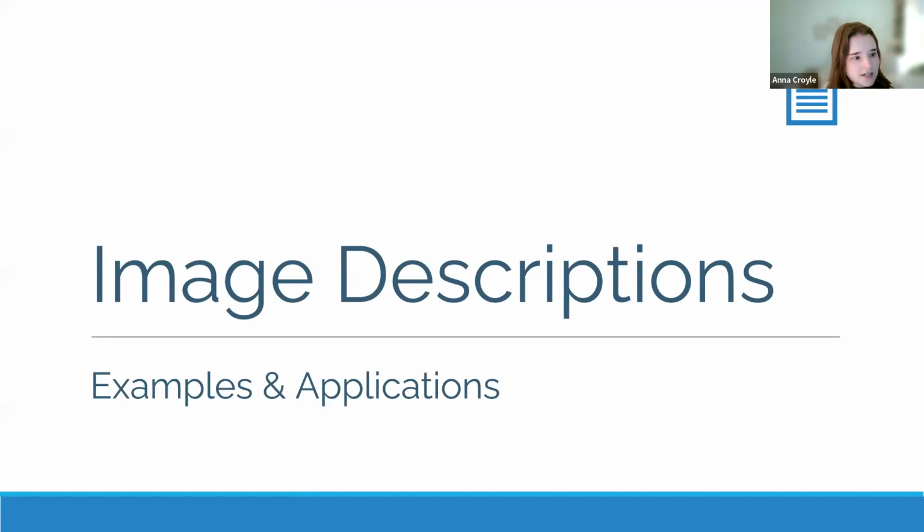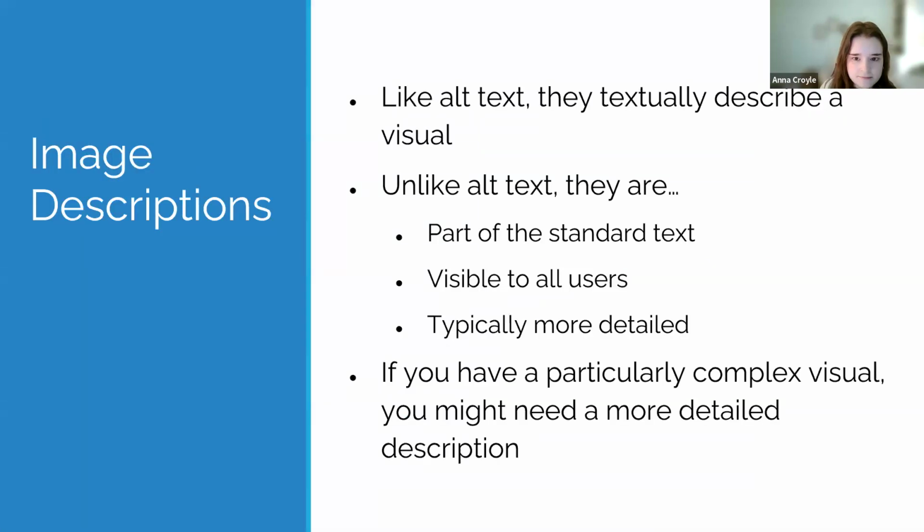Okay, so alt text, the text behind the image. So what about image descriptions? Like alt text, they textually describe a visual. However, unlike alt text, they are part of the standard text. They're not behind the image or part of the data. Every user is going to see that text, and it's typically more detailed. So if you have a particularly complex visual, you might need a more detailed description. Maybe you're including a graph. You might want a paragraph next to it saying, these are my key data takeaways, and it would just be too long for alt text.